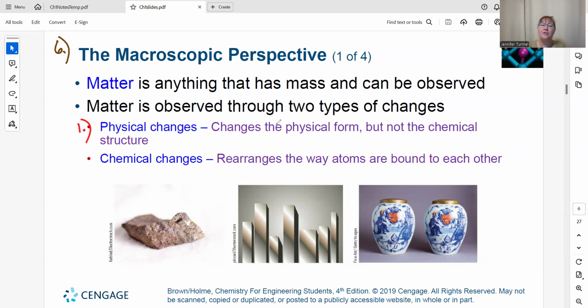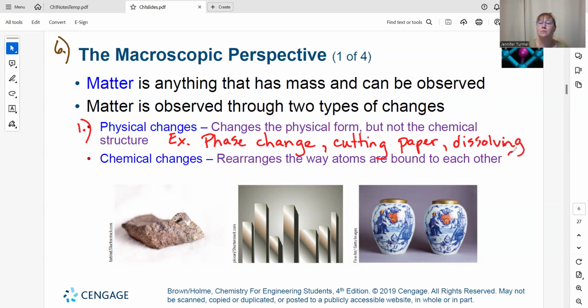Physical changes change the physical form, but not the chemical structure. Examples of physical changes could be phase changes. A phase change means going from solid to liquid or liquid to gas. Cutting a piece of paper, if we take a piece of paper and cut it or rip it, that's a physical change because we haven't actually changed the paper. Another one might be dissolving sugar in water.